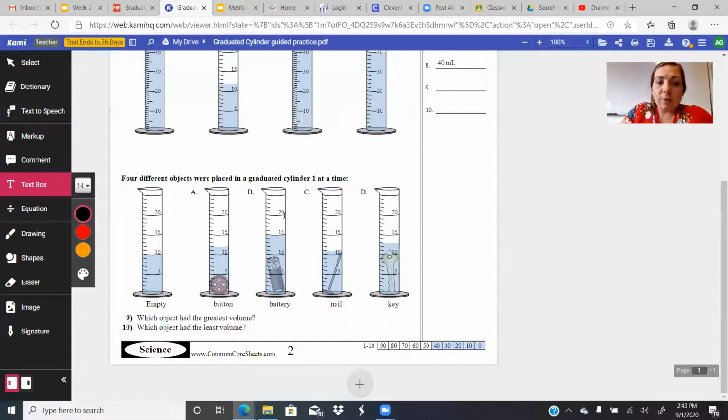What about the battery? When the battery was placed in, it went from 10 to 15. So there's 5 milliliters of displaced water.